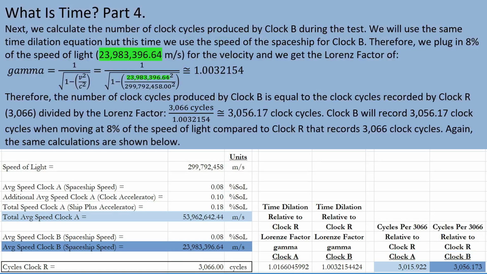Next, we calculate the number of clock cycles produced by clock B during the test. We will use the same time dilation equation, but this time we use the speed of the spaceship for clock B. Therefore, we plug in 8% of the speed of light for the velocity, and we get the Lorentz factor of gamma equals approximately 1.0032154. Therefore, the number of clock cycles produced by clock B is equal to the clock cycles recorded by clock R divided by the Lorentz factor. Clock B will record 3056.17 clock cycles when moving at 8% of the speed of light, compared to clock R that records 3066 clock cycles. Again, the same calculations are shown below.